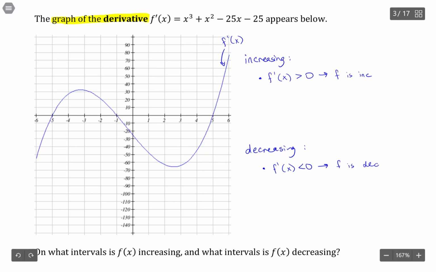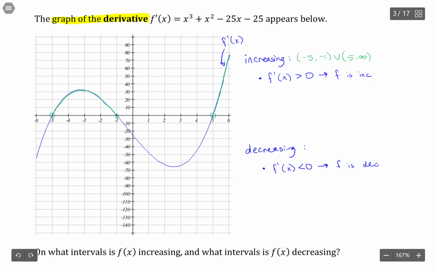So on this interval here, from -5 to -1, the derivative is above the x-axis, so the function is increasing there. And then over here, the derivative is positive because it's above the x-axis, so that means the function would be increasing there. So it's increasing on the intervals from -5 to -1, and then from 5 to infinity.